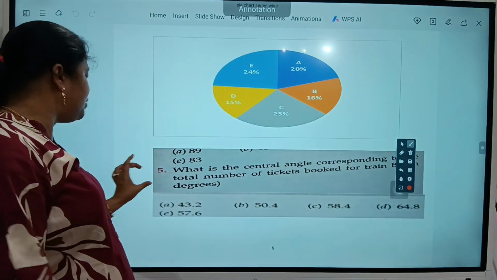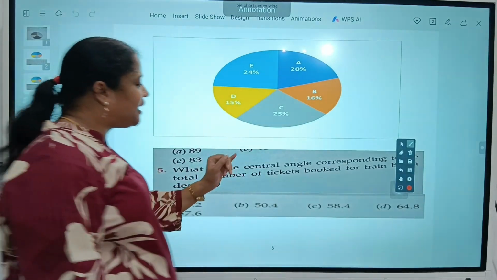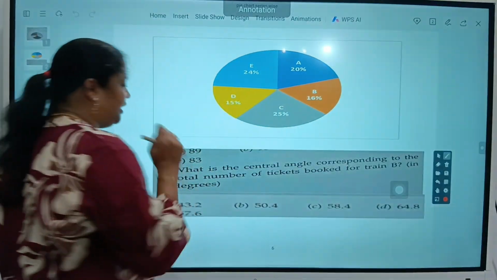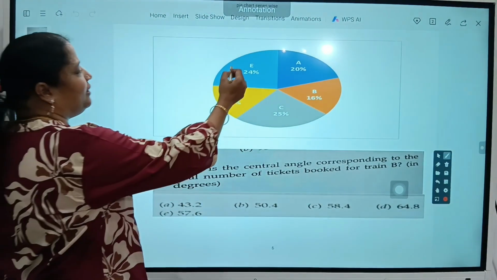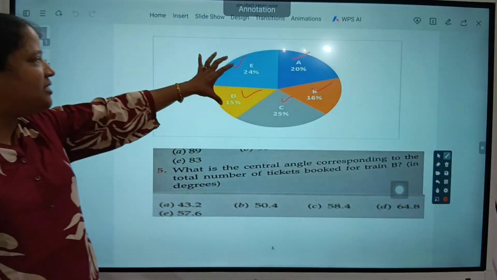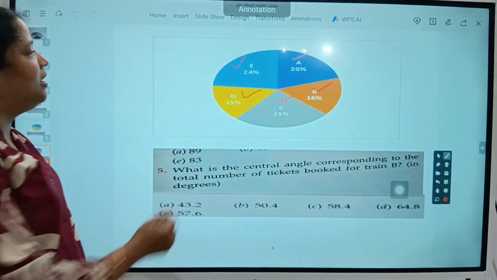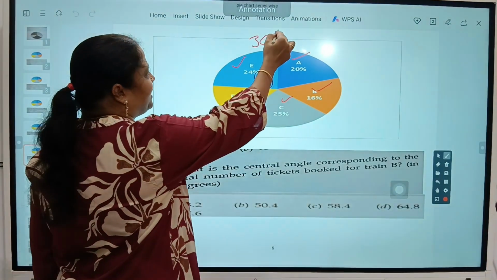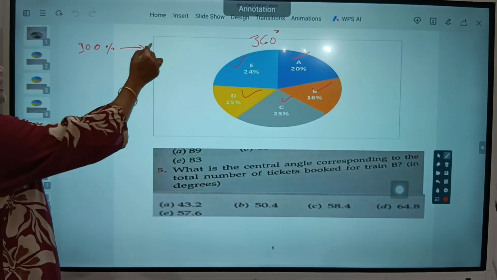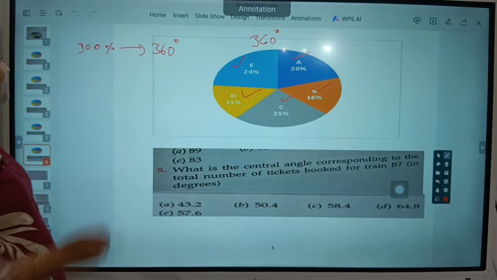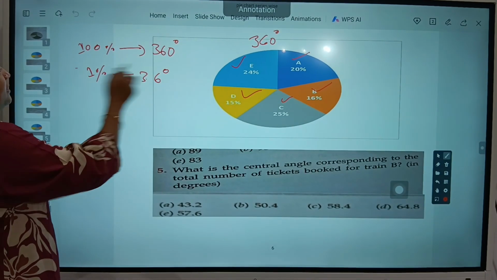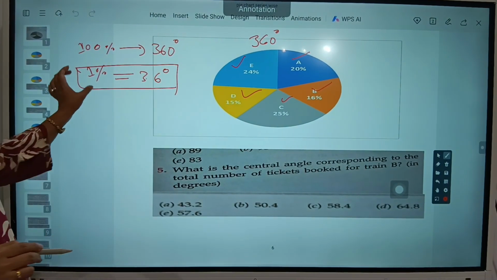The fifth question and last question of this graph is, what is the central angle corresponding to the total number of tickets booked for train B in degrees? So in the graph percentages are given. Now we have to change this percentage into degrees. Generally the pie chart is of 360 degrees. Means 100% we are dividing into 360 degrees. Means 1% is equal to 3.6 degrees. This is the formula.